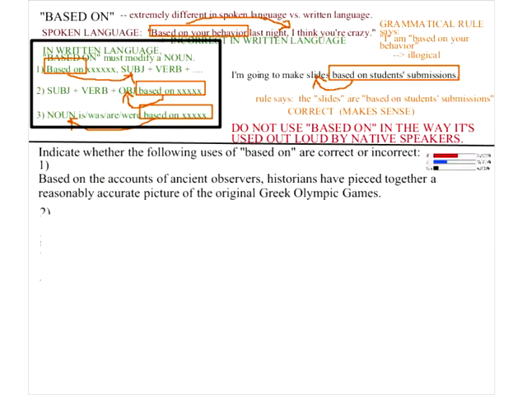So the reason why this is wrong, anybody type in the text box, what's wrong with this "based on"? Anybody want to type? Some of you are typing. Yeah, "based on" in this sentence is modifying "historians," and that's not okay. So historians are not based on the accounts of ancient observers. Again, we know what the sentence is trying to say, but it doesn't say that. According to the rule, "based on the accounts of ancient observers" modifies "historians," and that doesn't make any sense.